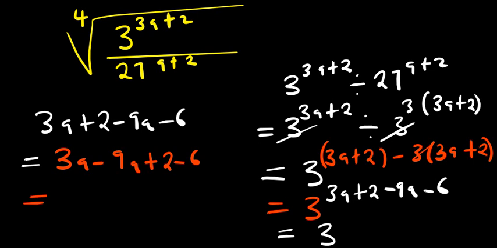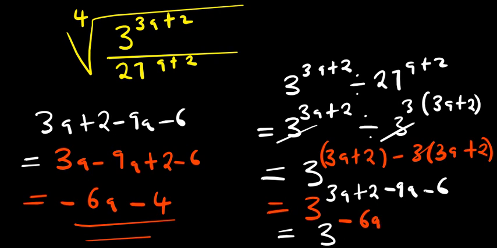And when I solve this, 3a minus 9a, that will give me negative 6a. Then I'm adding 2 minus 6. Because the signs are different, I'm going to get the symbol of the bigger number, which is negative. Then I'm going to subtract the 2. 2 and 6, that will just give me a 4. Okay, basically that is what I have here. So I have negative 6a minus 4.